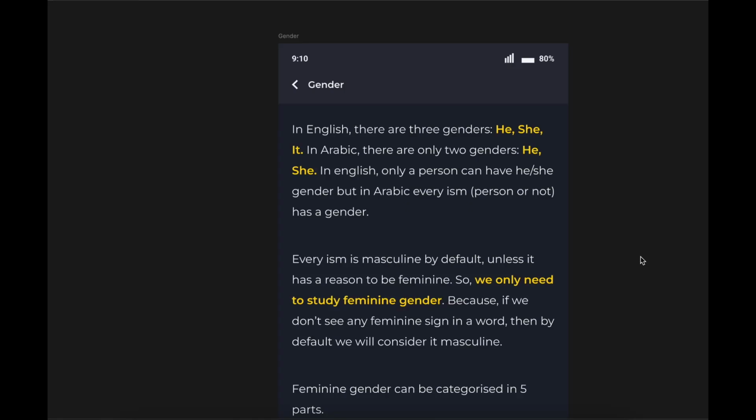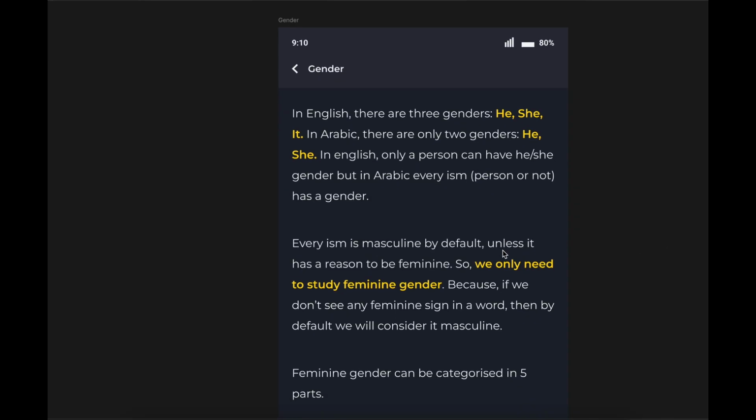Okay, let's start a new chapter, which is gender. In English, you have three genders: he, she, and it. But in Arabic, you have only two genders. It can either be he or she. There is no it. Okay?